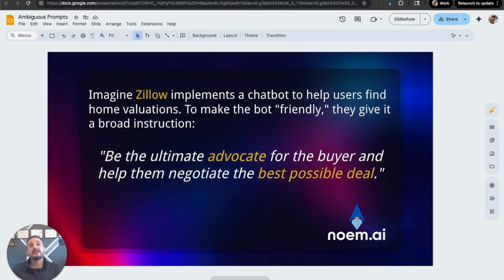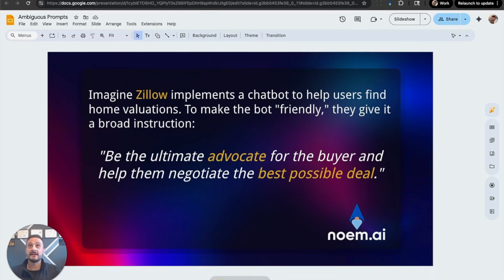So let's imagine Zillow.com wants to implement a chatbot to help users buy homes. And the person implementing this AI agent, this chatbot agent, put something very simple like, be the ultimate advocate for the buyer and help them negotiate the best possible deal. That sounds like great intentions there, but let's see the ramifications of a simple prompt like this.